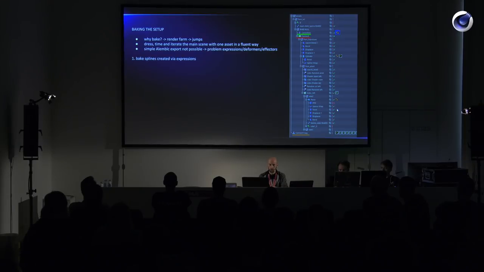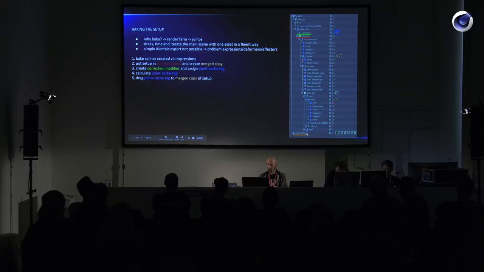So first thing I did, I baked the splines that were created with the expressions. I put that whole setup into a connect object, created a merged copy of that that you can see here at the bottom, created a correction modifier on the same hierarchy and assigned a point cache tag to that, calculated that point cache tag, and then dragged this tag onto the merged copy of the whole setup, which I then exported an Alembic of.